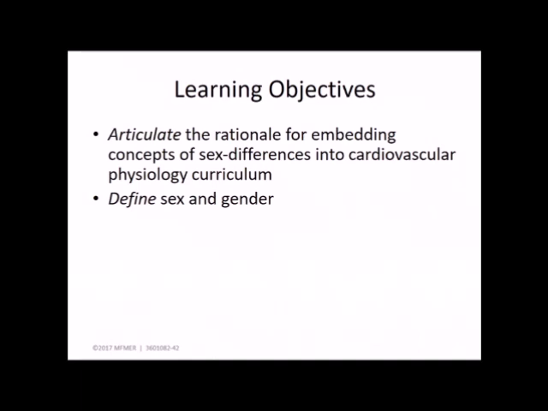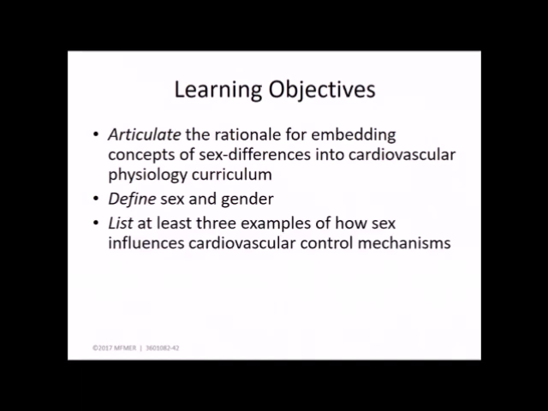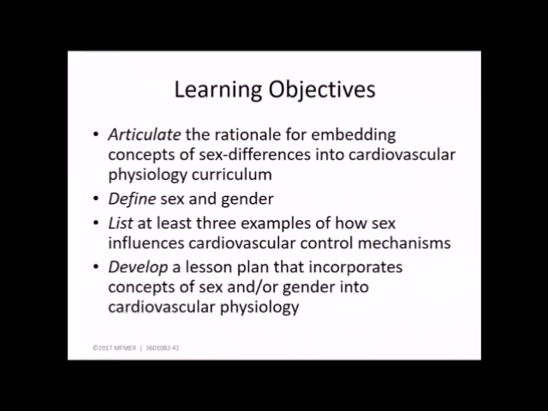And every cell has a sex. Thank you. We achieved that learning objective for some of you, anyway. I think you can list three examples of how sex influences the cardiovascular control mechanism, one through the autonomic nervous system, the endothelial cells, the actual structure of the heart and blood vessels, and the blood elements. And finally, develop a lesson plan that incorporates these concepts into what you're teaching in cardiovascular physiology. That's your homework, okay? And I'm giving you the tools to do that.